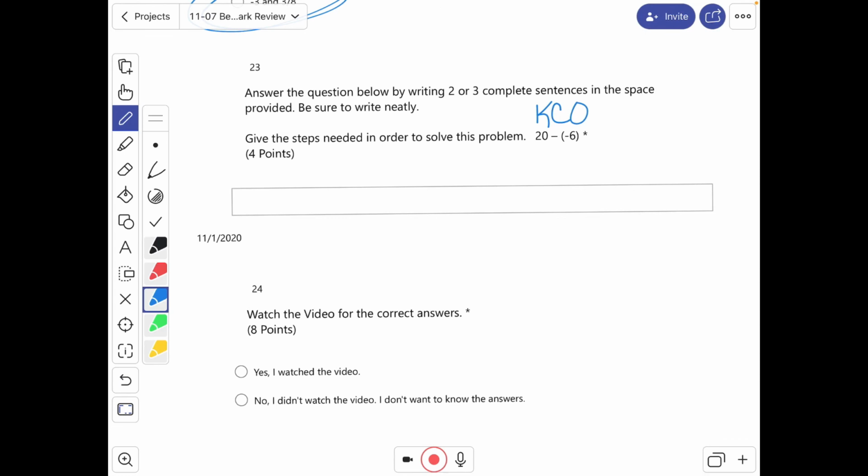So use the rule: keep, change, opposite, and then you tell me what that means to do.